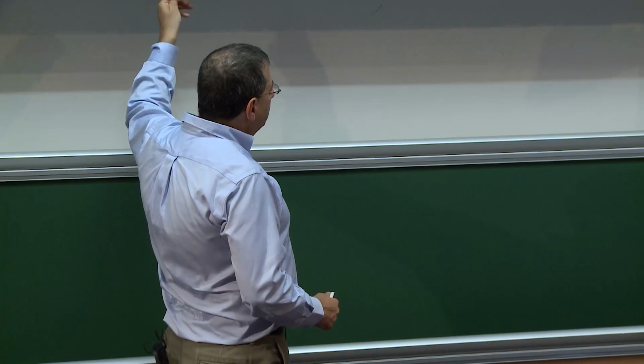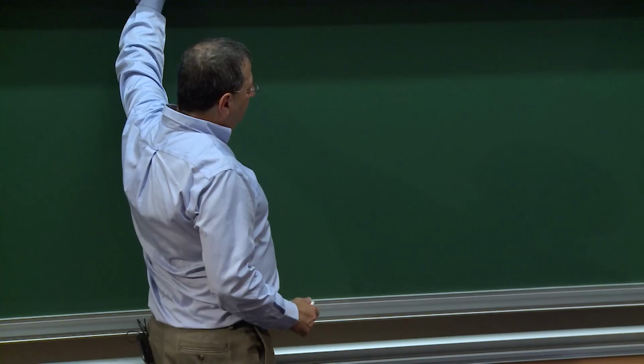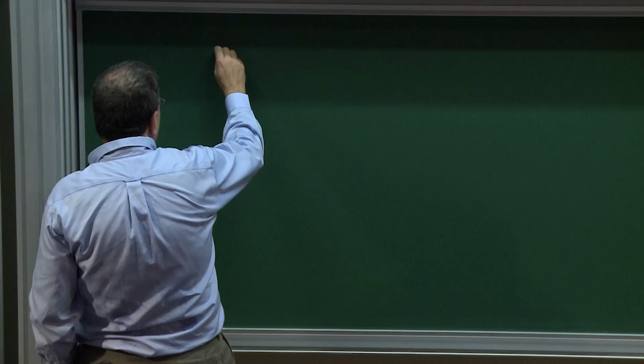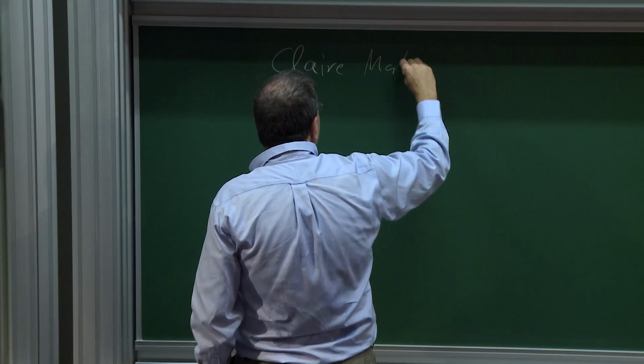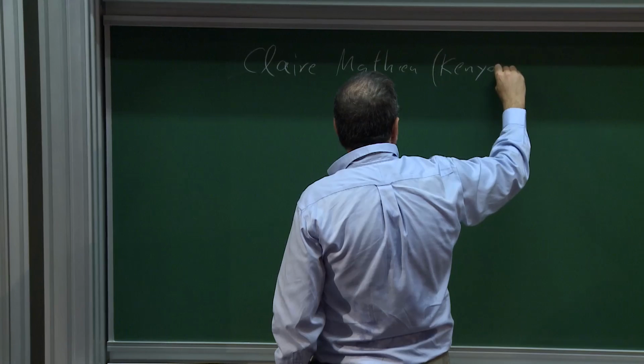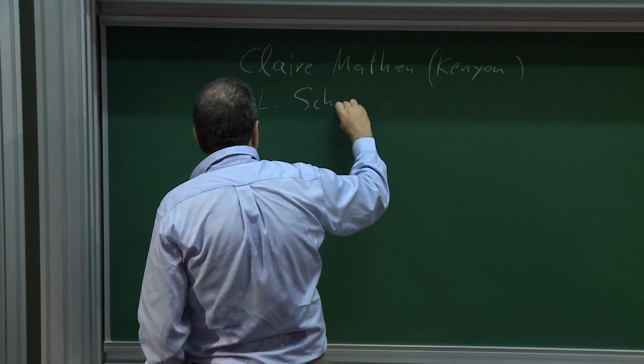So the second example, which I won't give any detail on, is an example which I first heard about from several computer scientists. One who was then in France and is back in France, Claire Mathieu, also formerly Kenyon, and Leonard Schulman. And also Leonard's student, Will Evans.